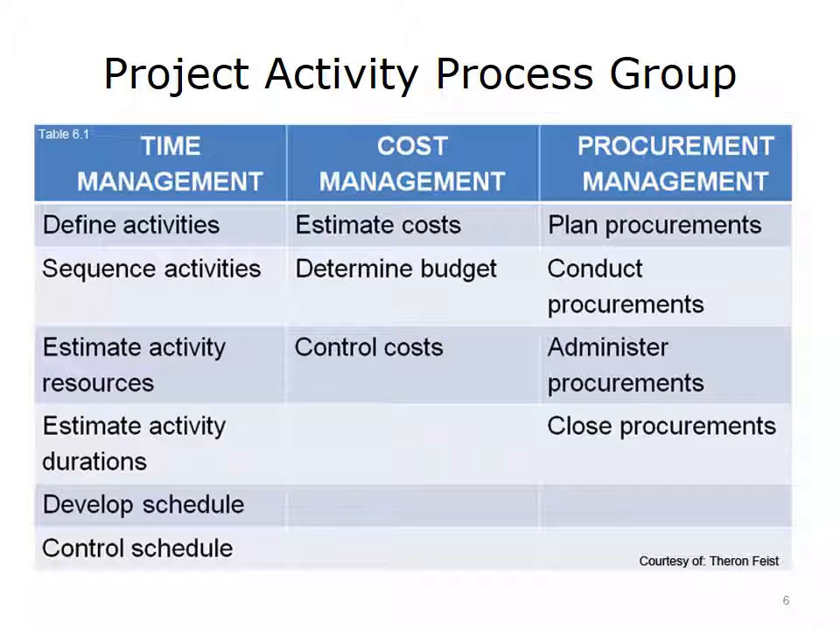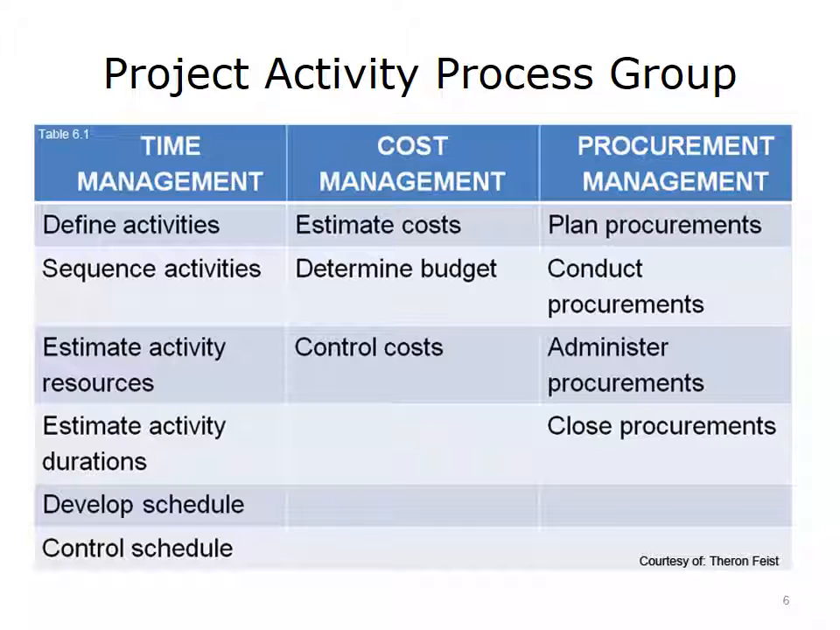A variety of activities will take place when developing time, cost, and procurement management plans. This table illustrates how these activities break down across the different process groups. When developing a time management plan, it is important to at first define all of the project activities. Once that's done, begin to sequence these activities. Once they are sequenced, you will begin to estimate the activity resources required. Estimate the duration of each activity. Develop a schedule and then control the schedule.